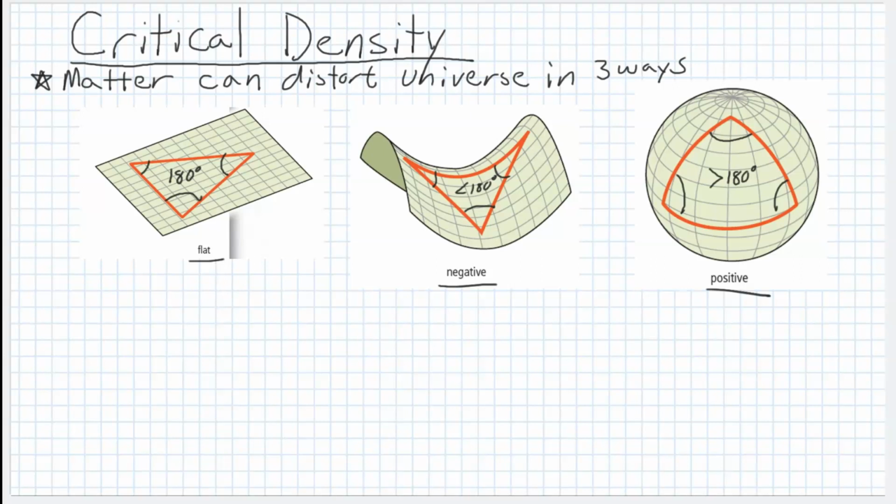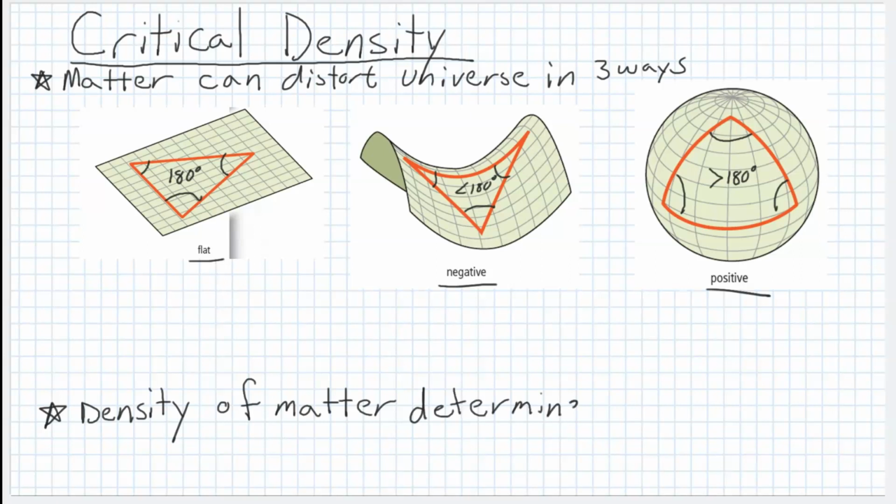But we can't actually draw a giant triangle in the universe, so we can't make a direct measurement of the shape of the universe. But based on the density of matter in the universe, we can build models and estimate what the shape of the universe is. So the density of the universe determines which model applies.